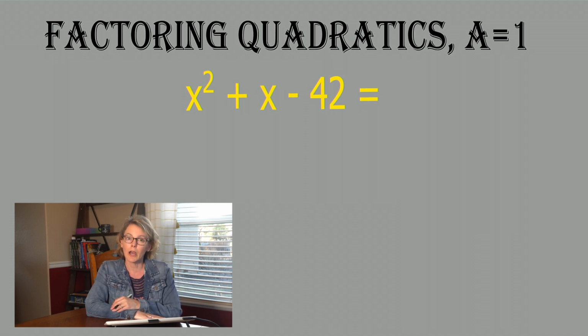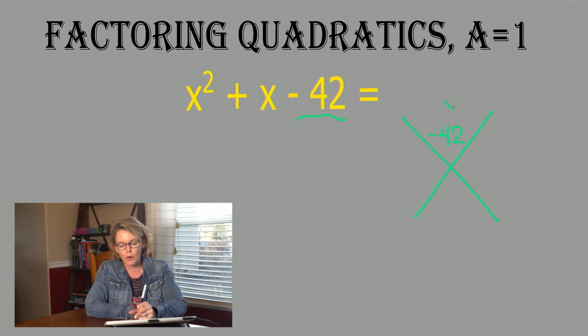We have x squared plus x minus 42. So remember our first step for this one, our little trigger point. We're going to go ahead and write our big X here. On the top, we put the last term, remembering to keep that negative sign in the front because that's really important. So we have a negative 42 up here.